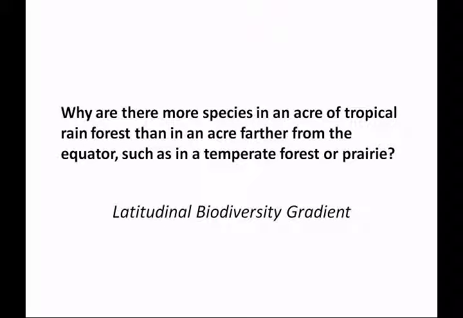And so why are there more species in an acre of tropical rainforest than there are in an acre further from the equator, such as a temperate forest or a prairie? That is because of a variable called the latitudinal biodiversity gradient. So make sure that you write that down. The latitudinal biodiversity gradient.